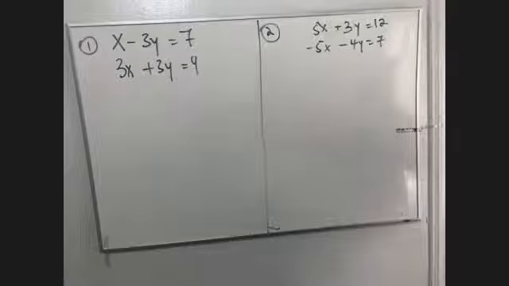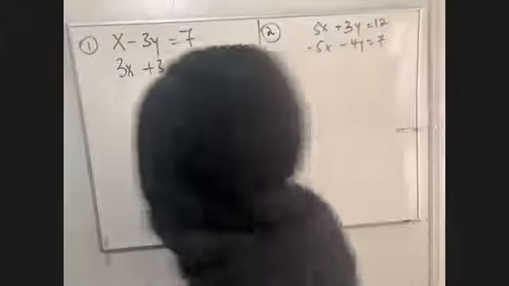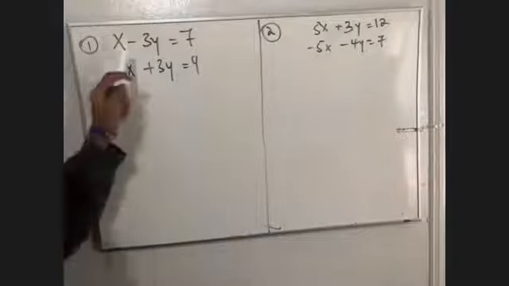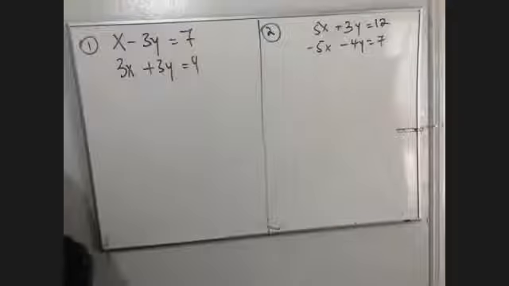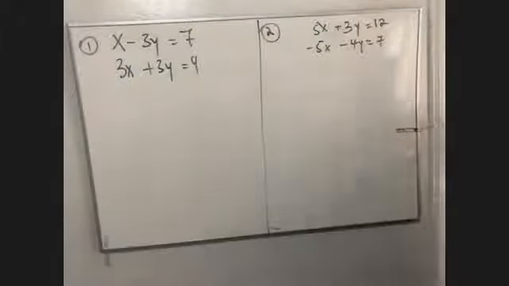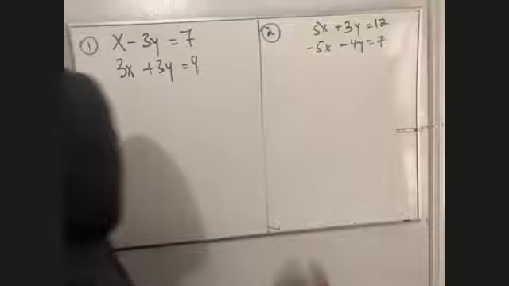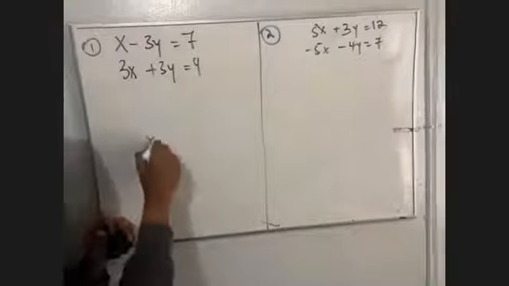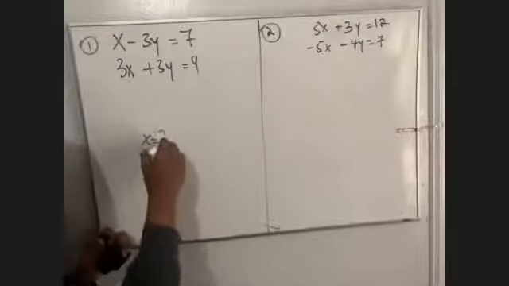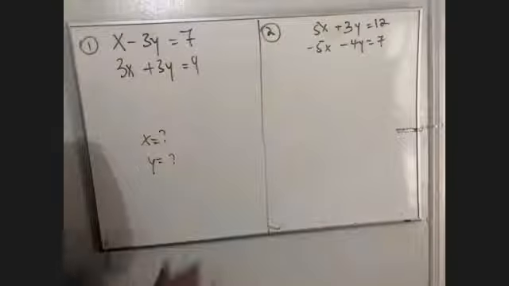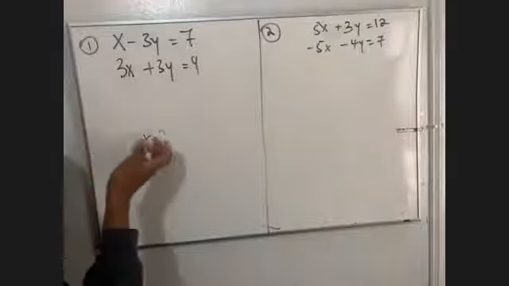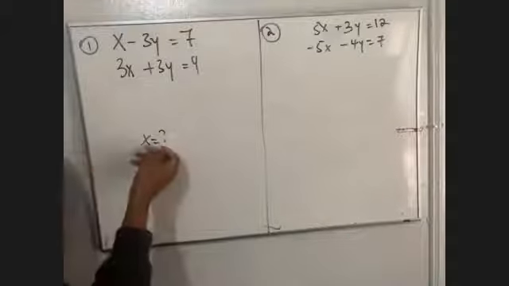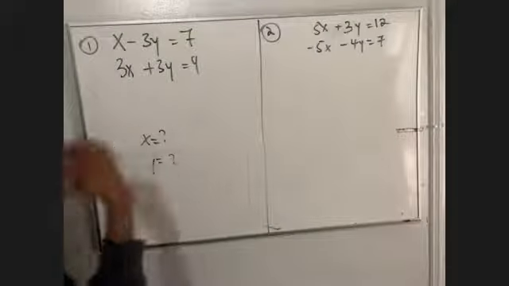So 3x minus 3y is equal to 7 and 3x plus 3y is equal to 9. These are called a system of equations. It's because we have two equations written down, and our goal is to find the values of x and the values of y, right? So that's the main goal of this. That means we want to find the value of x and we want to find the value of y.